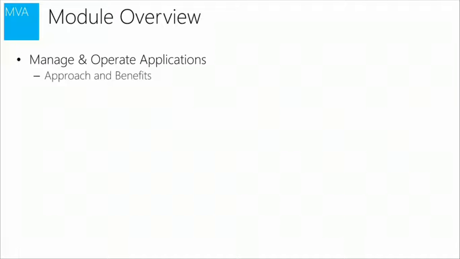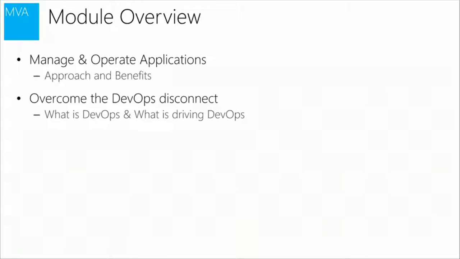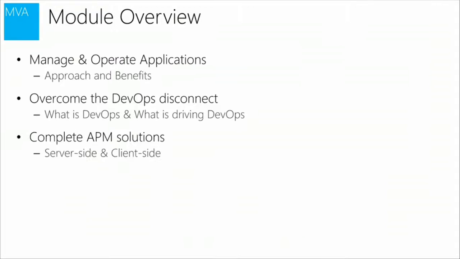So at an overview level, the first piece that we're going to be having a look at is to understand the manage and operate components of applications. What is the approach that we should take when we start to manage and operate an application? But at the same time, what are the benefits that we would get back from managing and monitoring applications internally in our current environment? The second component that we'll have a look at in this module is overcoming the DevOps disconnect. To understand firstly what is DevOps, and then what is driving this movement so prevalently around the world at the moment, and then where does APM fit into this, and what is my role as an IT professional?